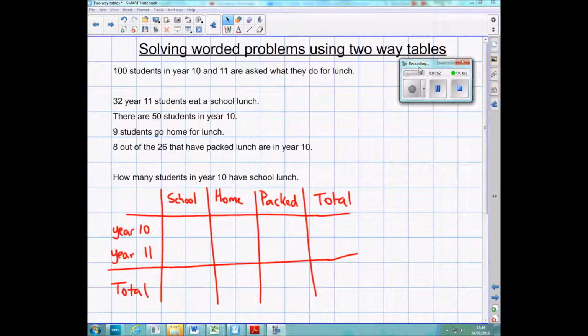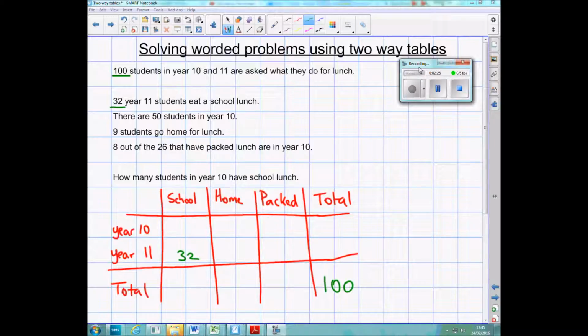So what we're going to do first is look at the very top here. 100 students are in year 10 and 11. Now that's the grand total, and that's going to go down the bottom right here. The next one, the first line that gives us the data, is that there are 32 year 11 students that eat a school lunch. So I need to look in the year 11 row and the school column to put 32.